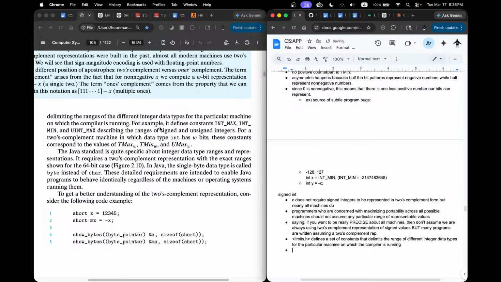Interesting. Are we using that in homework 1? No.